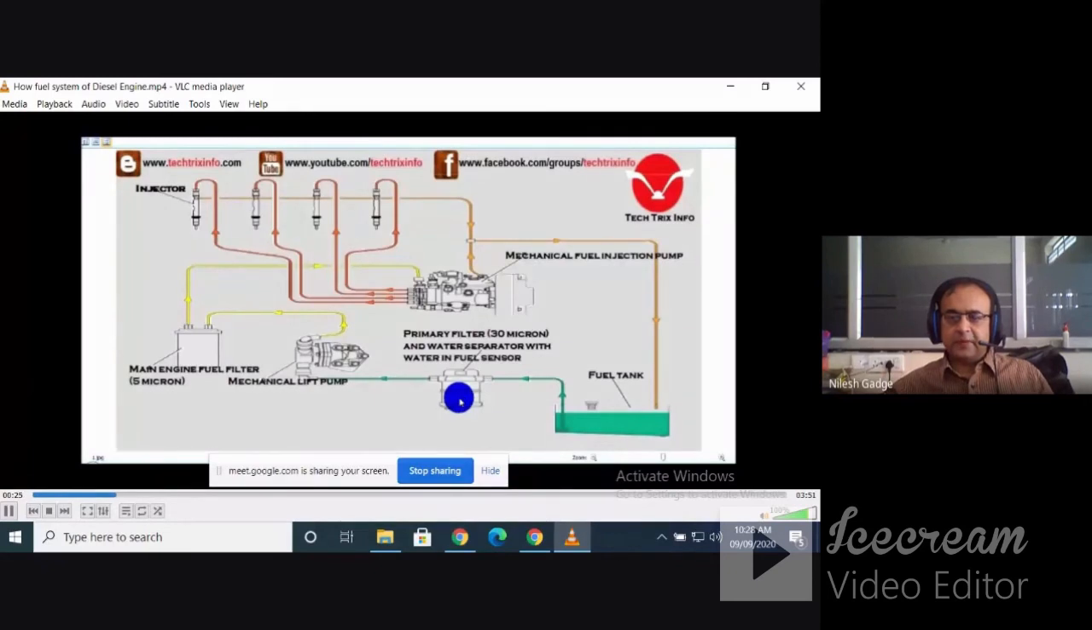This is the primary filter. This is the fuel lift pump. This is the secondary fuel filter. This is the fuel injection pump. There are four injectors.